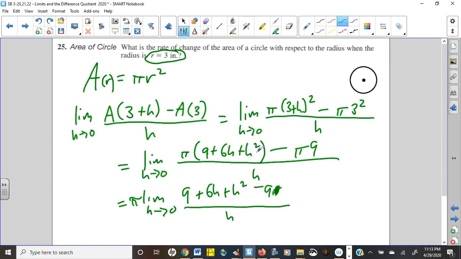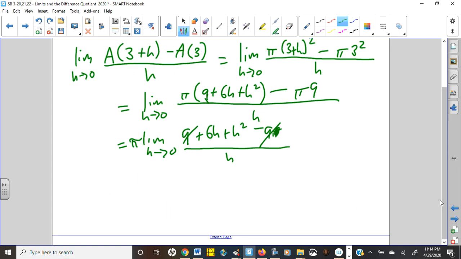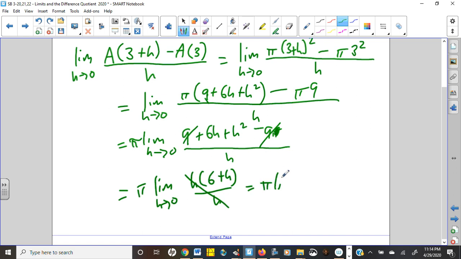This is just the normal kind of algebra, and we do see that the 9s are going to cancel, and I can now factor out an h from the 6h and the h squared. So the h's cancel, which means that I'm really just taking the limit as h goes to 0 of 6 plus h. Don't forget, you have to show the substitution of this, right? So you have to show the 6 plus 0. Notice as soon as I make my substitution, that's called the evaluation step, I don't have to write the limit anymore. So I just get 6 pi.